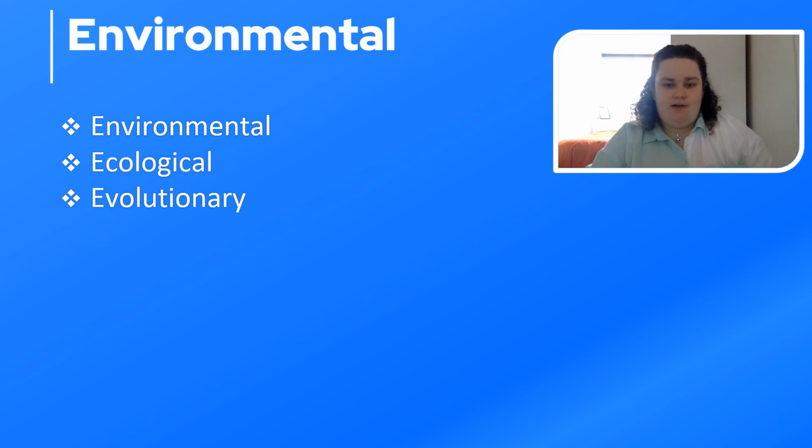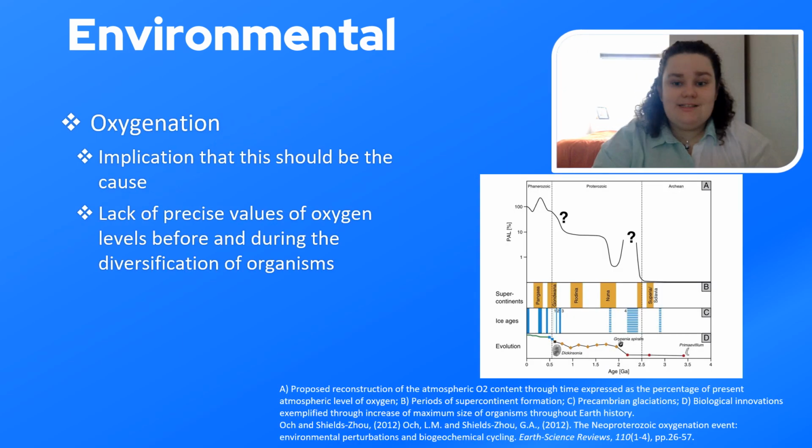Finally, we will talk now about the triggers or the causes of the Cambrian explosion. There are 3 different categories that have been proposed as triggers of the Cambrian explosion: environmental, ecological, and evolutionary. With environmental, the first trigger that has been proposed was oxygenation, and it was thought that this would be the cause of the Cambrian explosion. However, there is a lack of precise values of oxygen levels before and during the diversification. So there should be a variation in oxygen levels at the Ediacaran and Cambrian boundary, but there just isn't. The iron content in rocks that are Cambrian in age suggests well-oxygenated shallow waters.